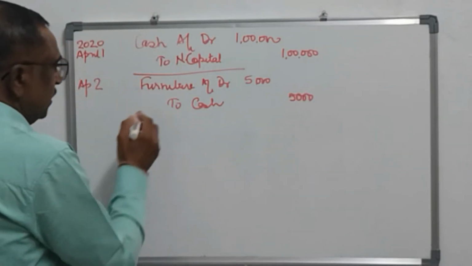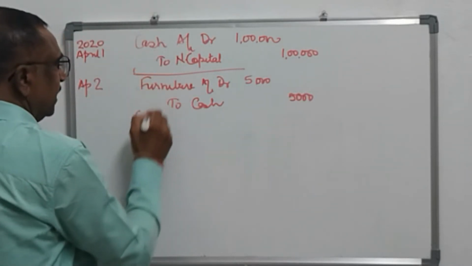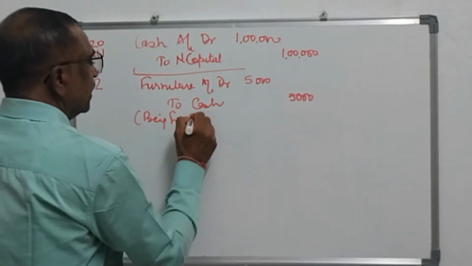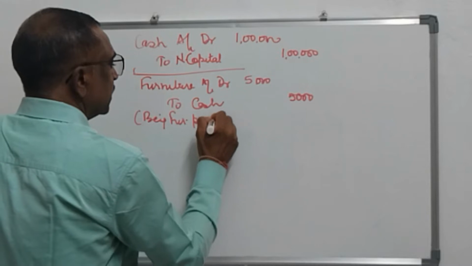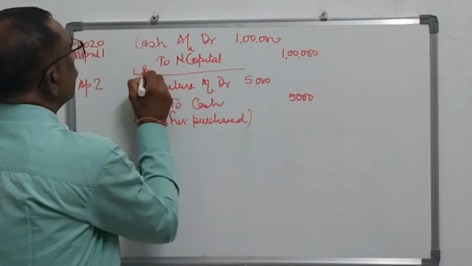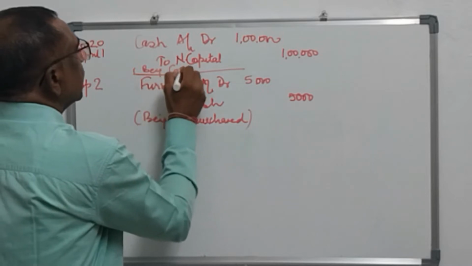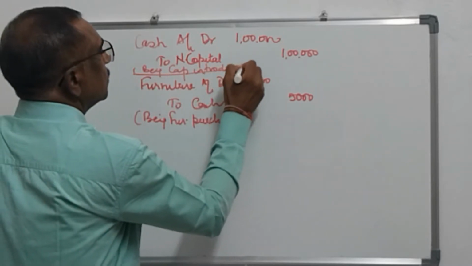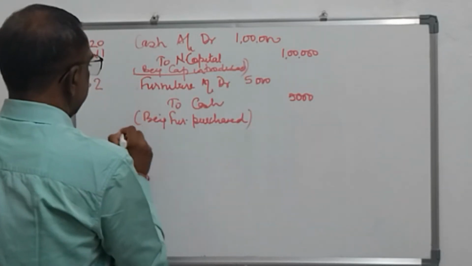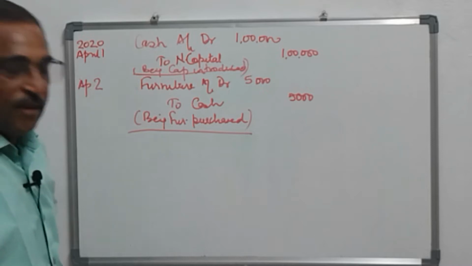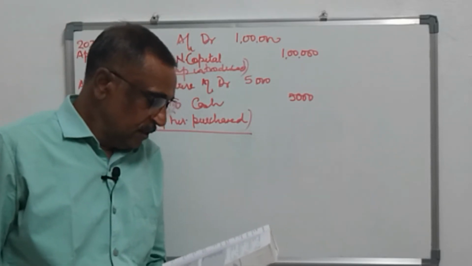Okay. Here you have to write narration. Being furniture purchased. Here, being capital introduced. Okay. Now we move on to April 3rd.